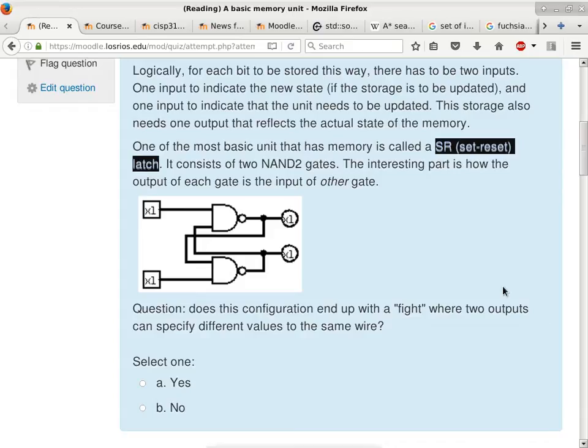Yep. Wait, so the difficulty I'm having is that assuming you're starting from there's nothing on the line, all the wires are... I'm not seeing how you can get either one of those.